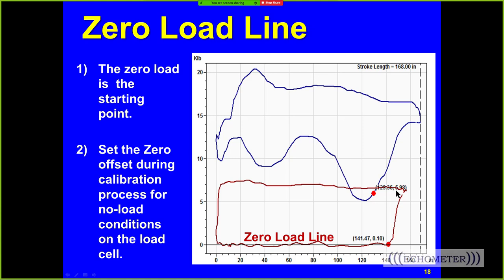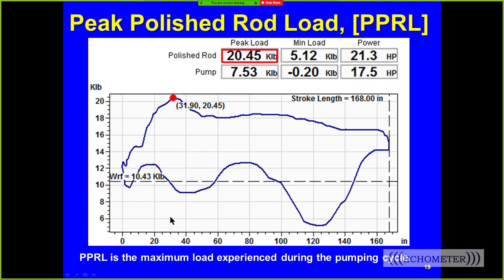And so here is our zero load line on this example. Our pump card sits on zero, no load, acting across the trailing valve on the downstroke, so here's the downstroke. And then here's our peak load.